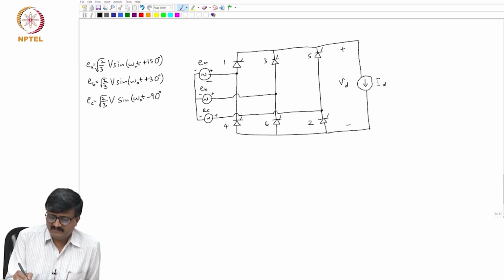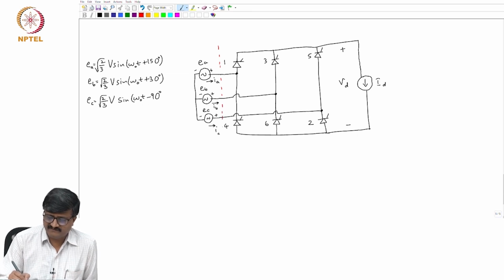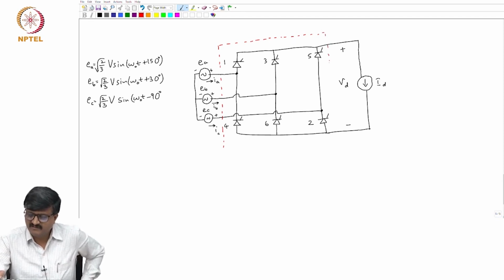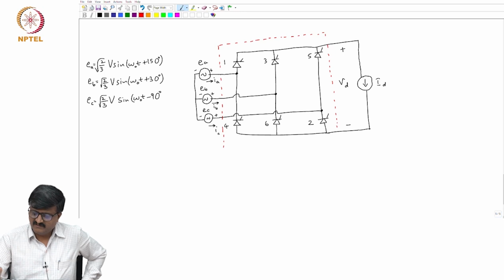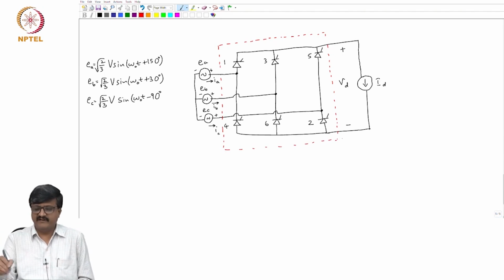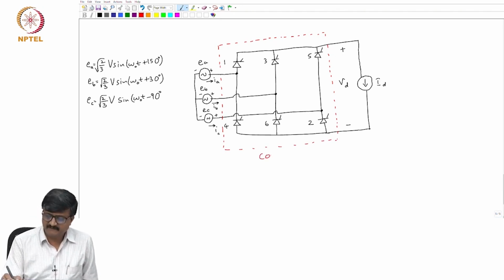The current flowing here is IA, here is IB, and here is IC. Please note our converter is just consisting of 6 thyristor valves, nothing more than that. Whatever is shown as voltage source is a representation of the AC side, and whatever is shown on the DC side, that is the current source, is the representation of the DC side. So, the converter is just these 3 legs or 6 thyristor valves shown within these red dashed lines. So, this is the converter.